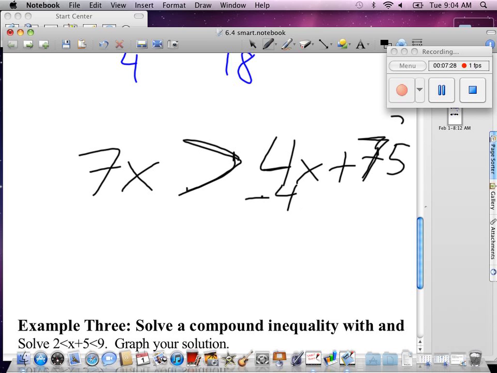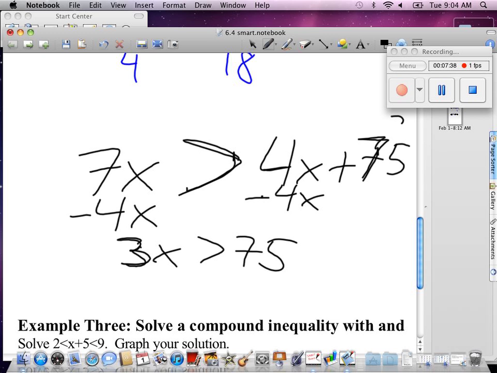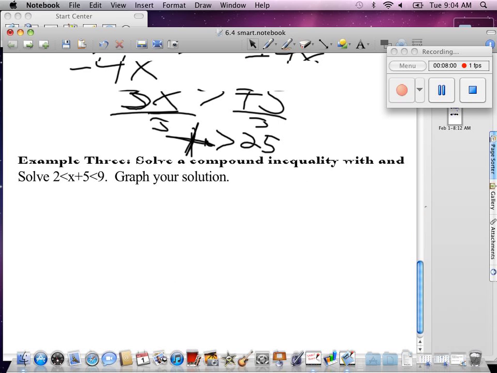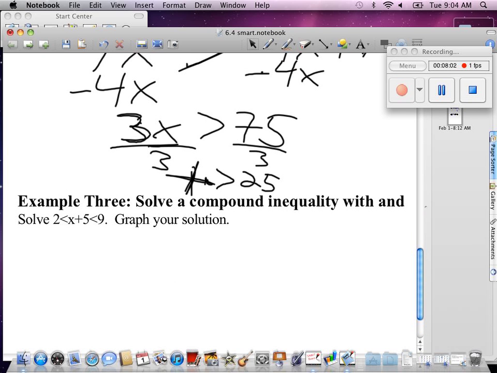Subtract 4x from each side, because I want all my x's on the left. And I get 3x is greater than 75. And then I'm going to divide both sides by 3. So x is greater than 25. If I'm going to go roller skating more than 25 times, it makes sense to buy my own skates. Okay, let's turn it over.